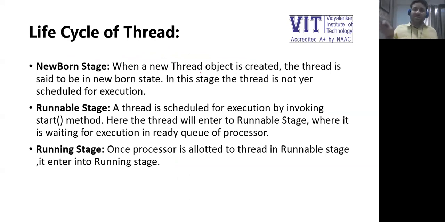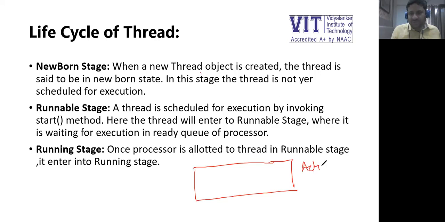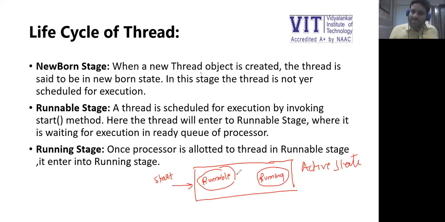Actually, runnable and running together form an active state. In active state, we have runnable, and then we have running. So when a thread is activated using the start method, it goes to runnable state and continues to stay here. A thread in runnable state means it is waiting for processor allocation. It is in the ready queue. As soon as it gets the processor allocation, it will enter into running state.